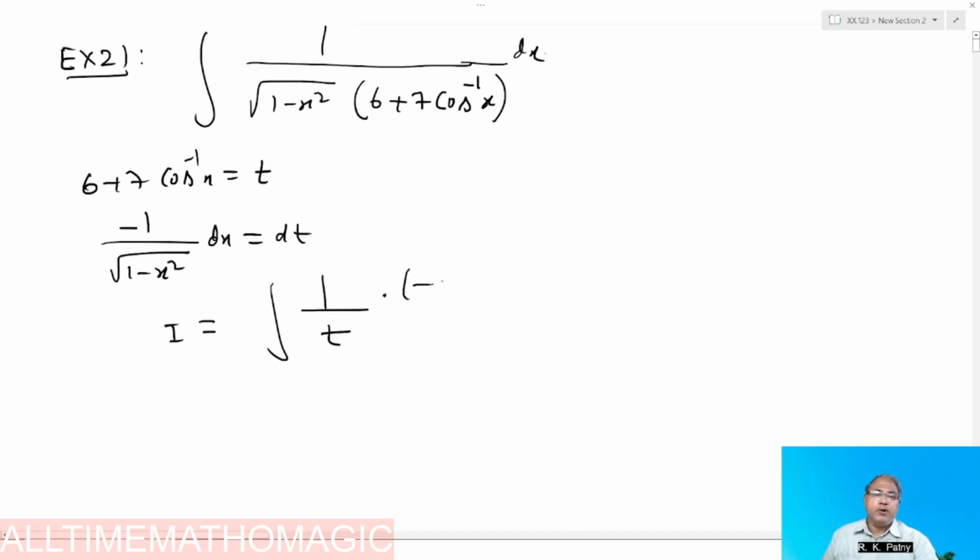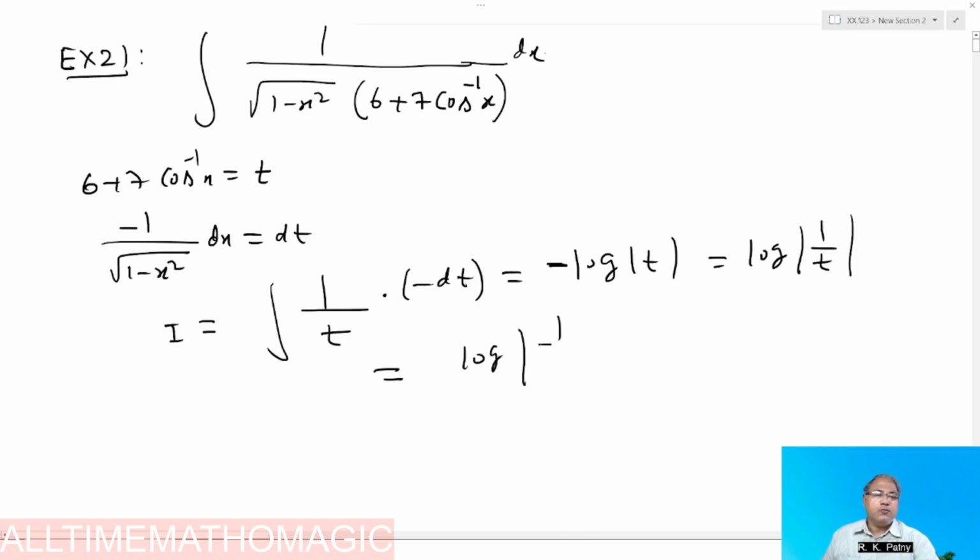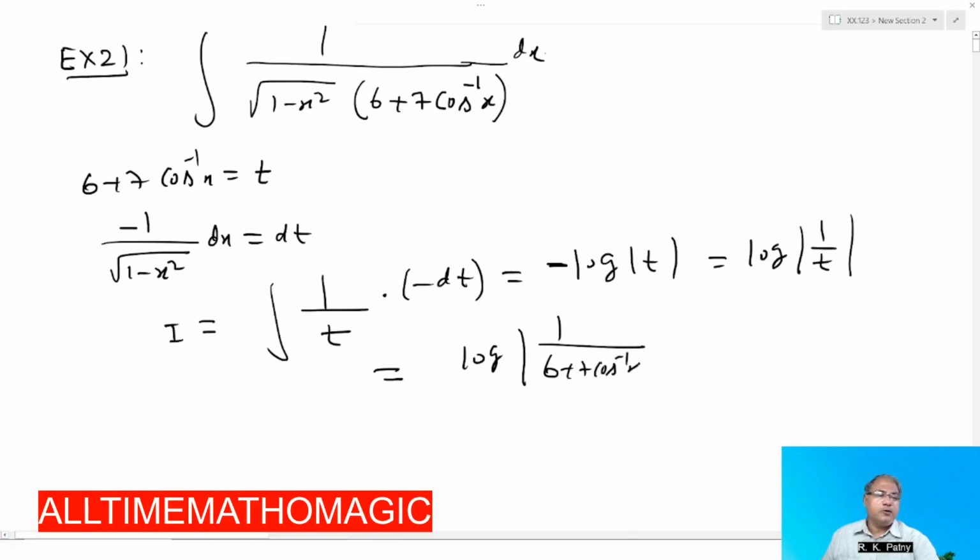1 upon t and minus dt, that is equal to minus log of mod t, and this is nothing but log of mod of 1 upon t. So this equals log of 1 upon 6 plus 7 cos inverse x, mod, close, plus c. This is the required solution.